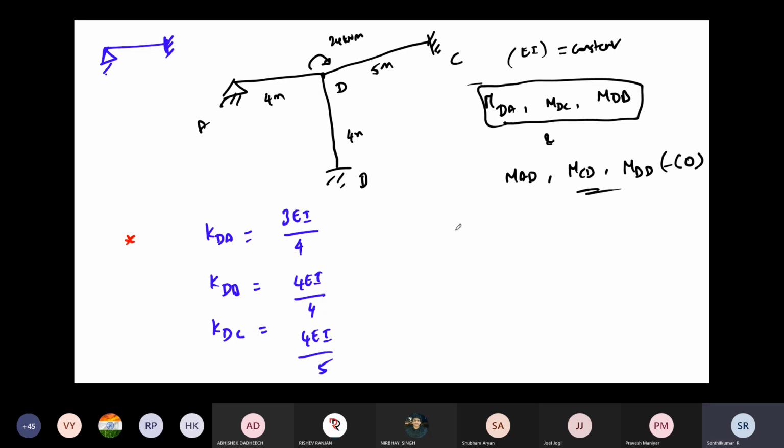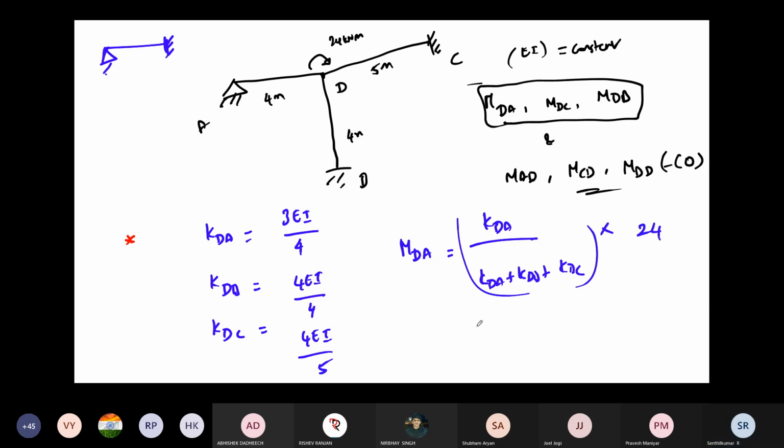Right? Now, what is your MDA then? MDA is KDA by KDA plus KDB plus KDC, multiplied by M, that is 24 kN. So you have to put 3EI by 4 divided by 3EI by 4 plus 4EI by 4 plus 4EI by 5, multiplied by 24.